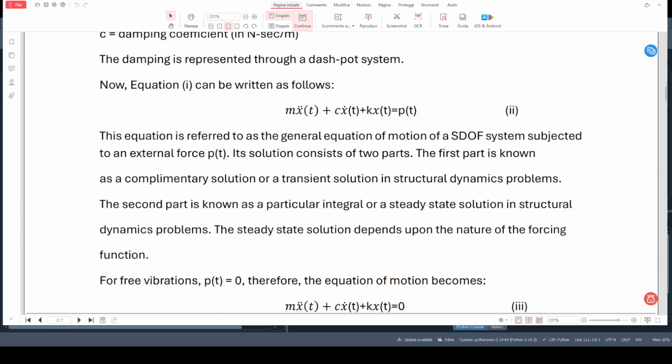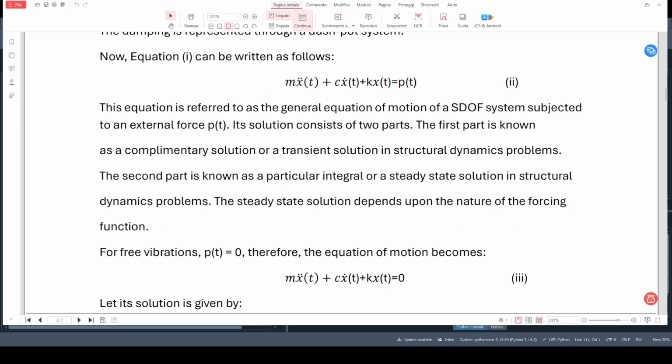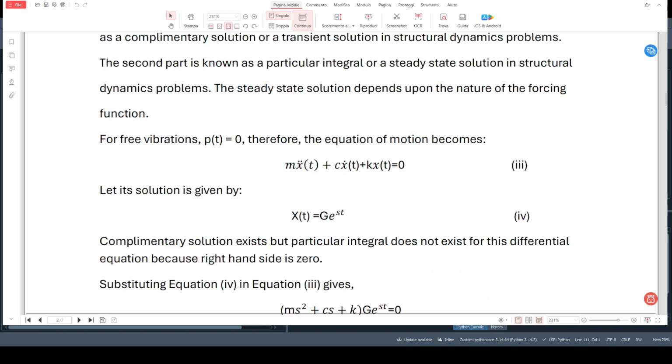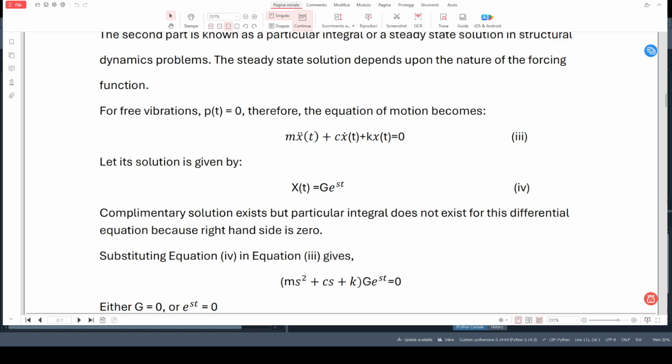For free vibration, P(t), the force applied, is equal to 0. So the second equation we can rewrite as m times acceleration plus c times velocity plus k times displacement is equal to 0. The solution of this differential equation is displacement x as a function of time, equal to G coefficient times exponential of s coefficient times the time t.